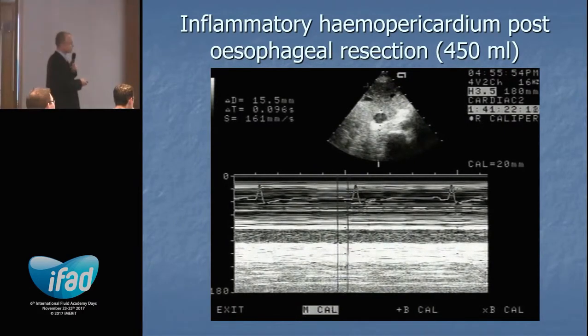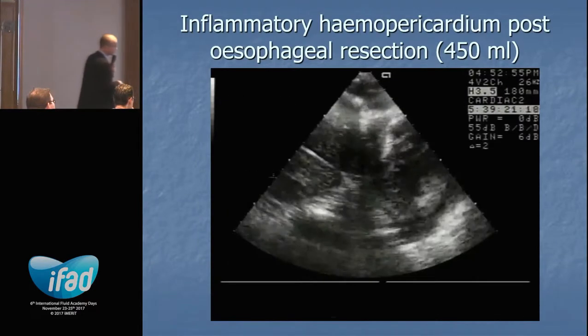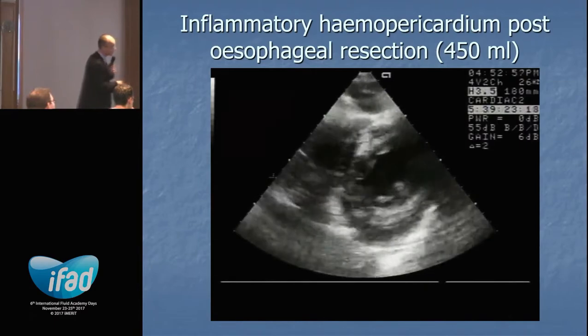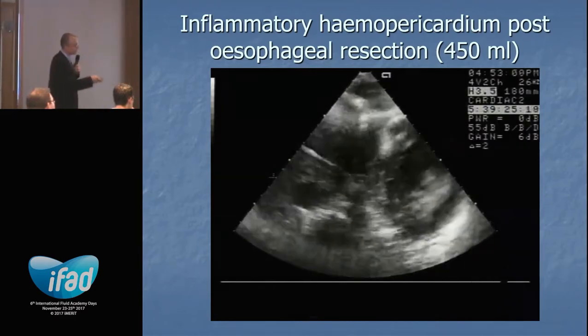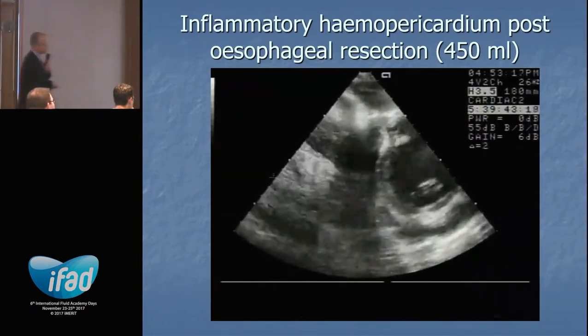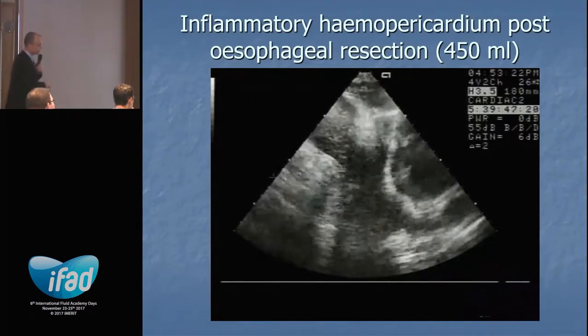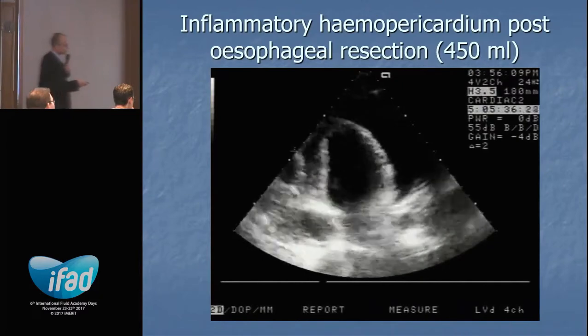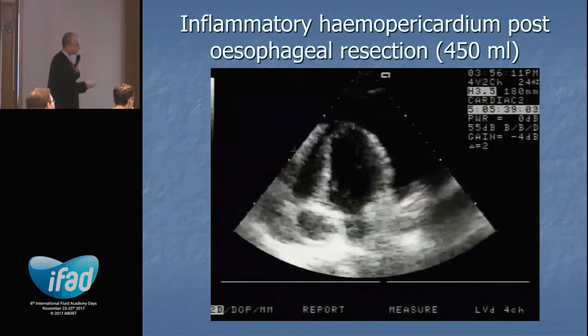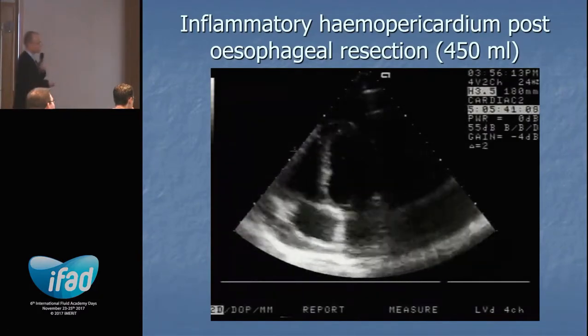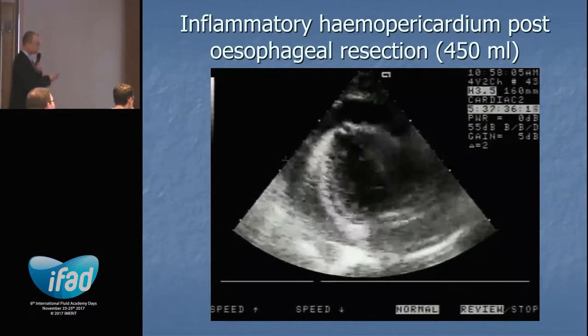This is a hemopericardium post-esophageal resection where I drained 450 mL from the pericardium, and you see it's circumferential. This is from the subcostal window. So this diagnosis is very easy to make in the clinical context. Once again, you see the dancing heart with the rotating axis. You would probably see a pulsus alternans on the ECG trace.